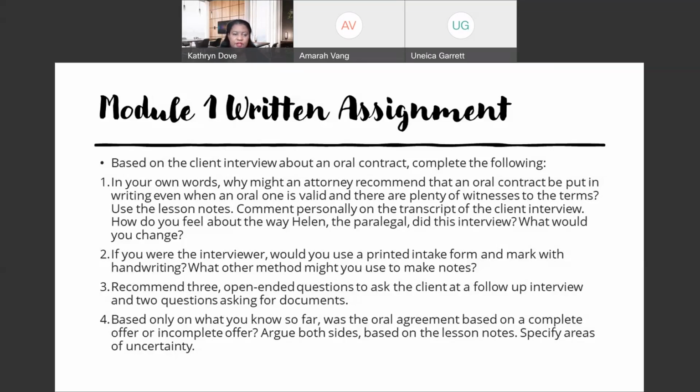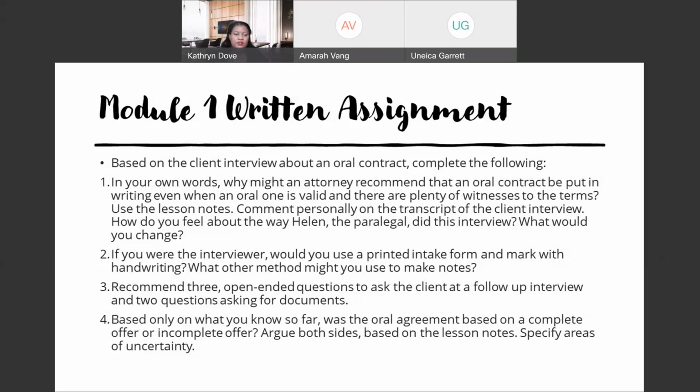Was the oral agreement based on a complete or incomplete offer? Argue both sides. That should be IRAC. The other part, you might just write an essay based on your own words. Why might an attorney recommend that an oral contract be in writing? And there's stuff in the lecture notes about the benefits of putting an agreement in writing. If you were the interviewer, would you use a printed intake form? What other method might you use to take notes? Recommend 3 open-ended questions to ask the client in a follow-up interview. So those would just be essay style, but number 4 is where you're going to need the IRAC, Unica.